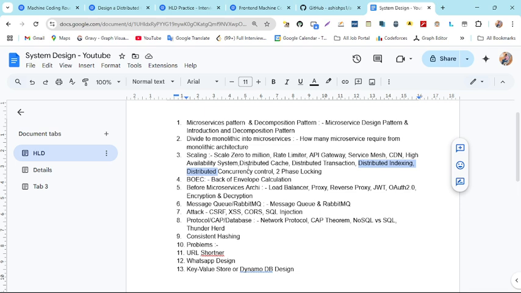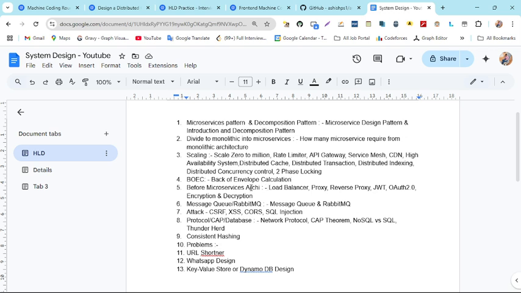After completing the above three topics, we will move to the back of envelope calculation. In it, we will mainly calculate the number of servers required, the limit of data we need to store, and the queries per second. We will estimate the throughput and latency, and accordingly we will design our system.